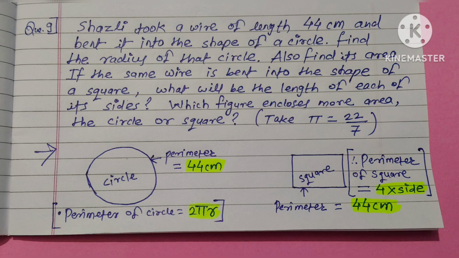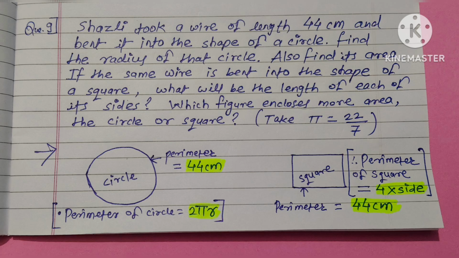So we'll have to understand here that Shazli has initially bent the wire into the shape of the circle and then the square. So when she has bent the wire into the circle, the length of the wire becomes the perimeter of the circle. Why? Because the perimeter of the circle is nothing but the outer border of the circle, like the length of the outer border of the circle.